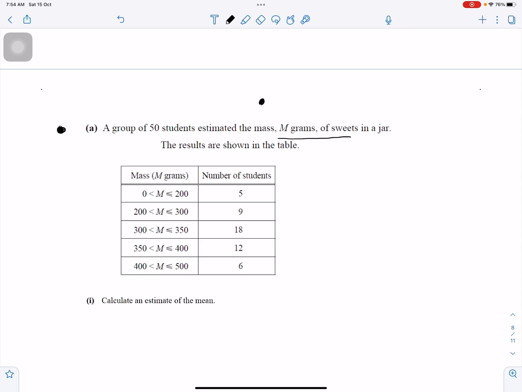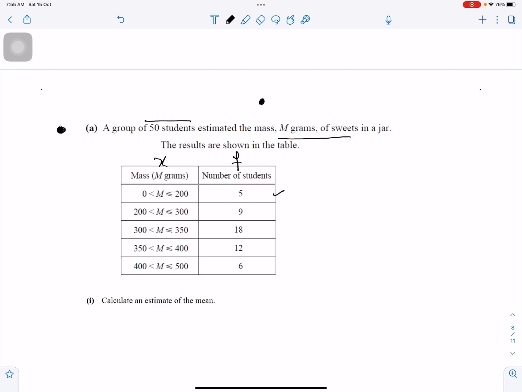Okay, so the question is about the mass in grams of sweets in a jar, which was measured by a number of students. 50 students are measuring it. So if you see here, first of all, this is your frequency and this is your data. You should understand what you are measuring, what you are studying. That is your data, and how many people are doing it, that is your frequency, or how many times it is happening. I'm explaining how to read the table as well, right? Some people get confused there as well.